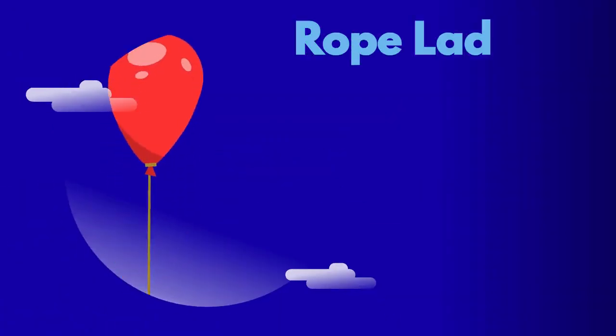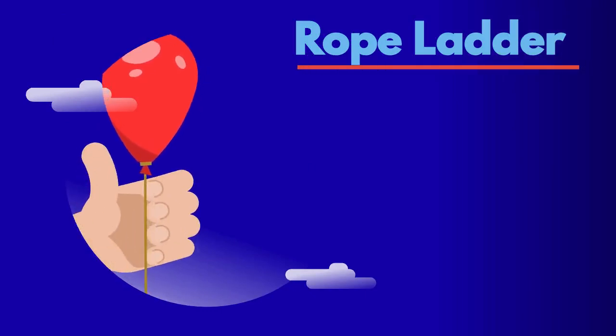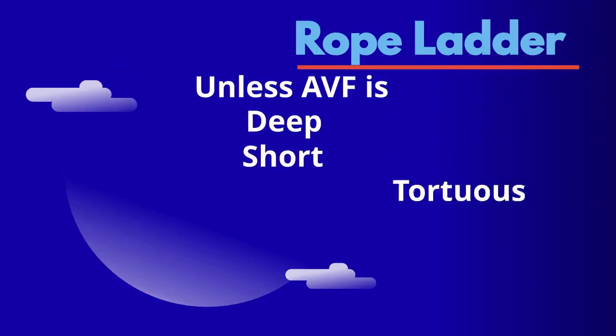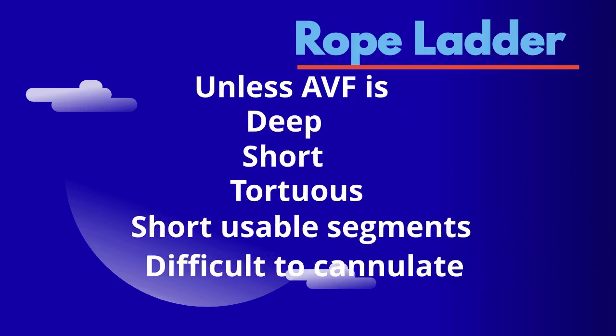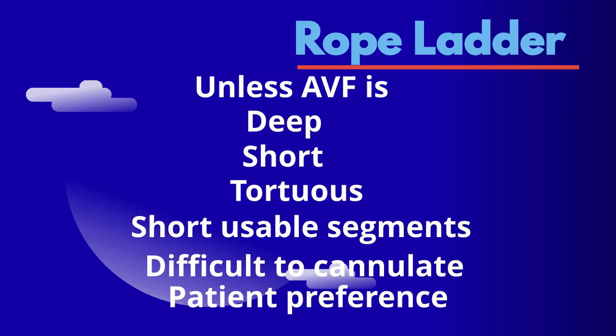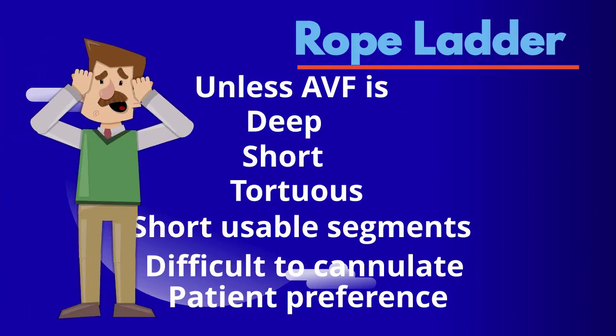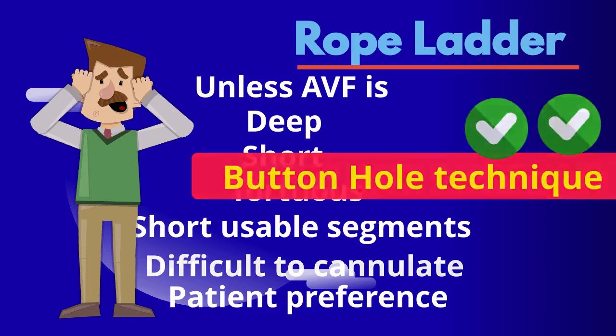Rope ladder is often the recommended cannulation technique, unless the AV fistula is deep, short, tortuous, has short usable segments, is difficult to cannulate, or as per patient's preference, especially if they have a fear of cannulation that cannot be overcome. In these situations, buttonhole technique can be used.